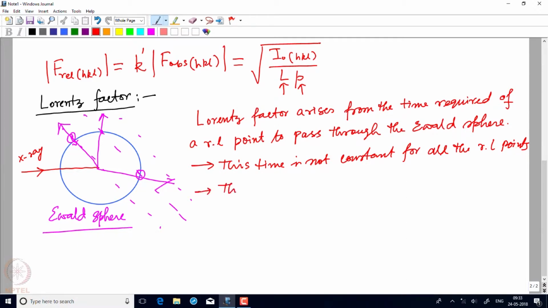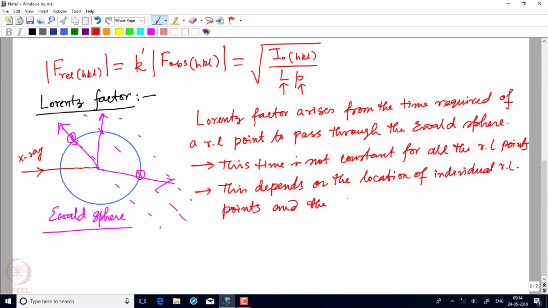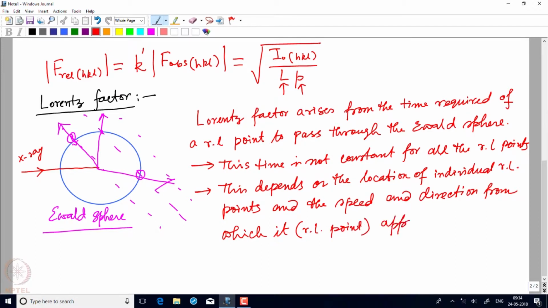So this depends on the location of individual reciprocal lattice points, and the speed and direction from which it, that is the reciprocal lattice point, approaches the Ewald sphere.